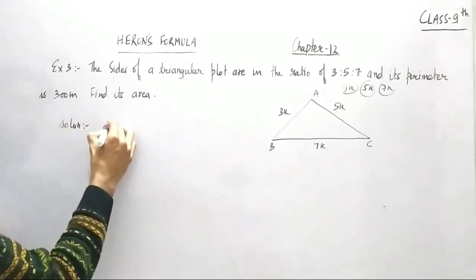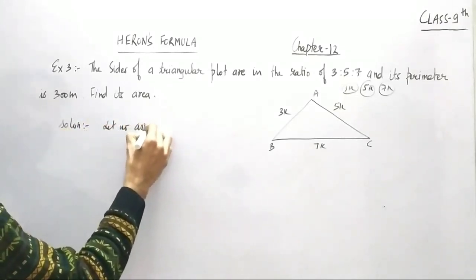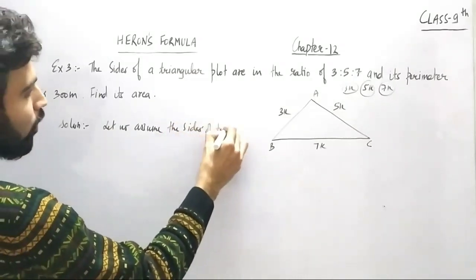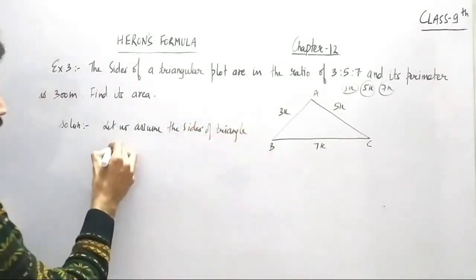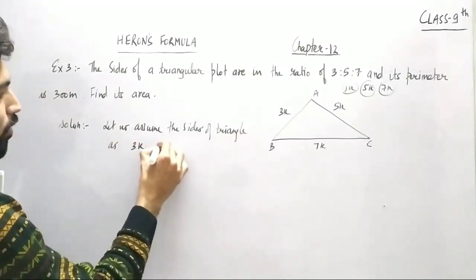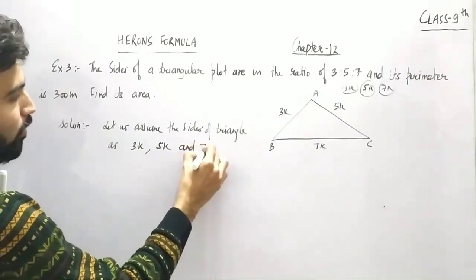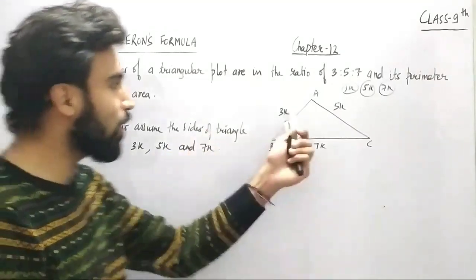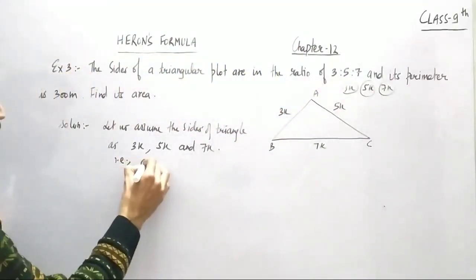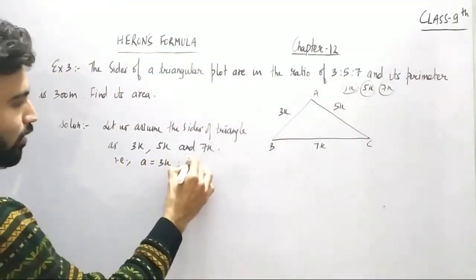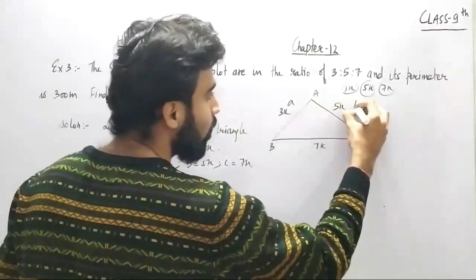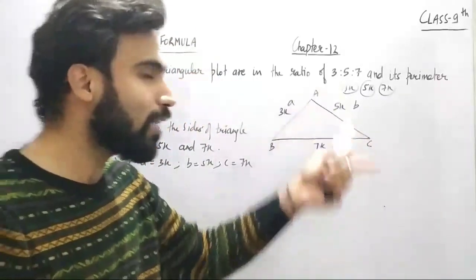So I'm going to assume the sides of the triangle as 3x, 5x and 7x. So here I have assumed the three sides. That means here we have the values of a, b and c, that is a is 3x, b is 5x and c is 7x. So I assume these as a, b and c, the three sides of the triangle.